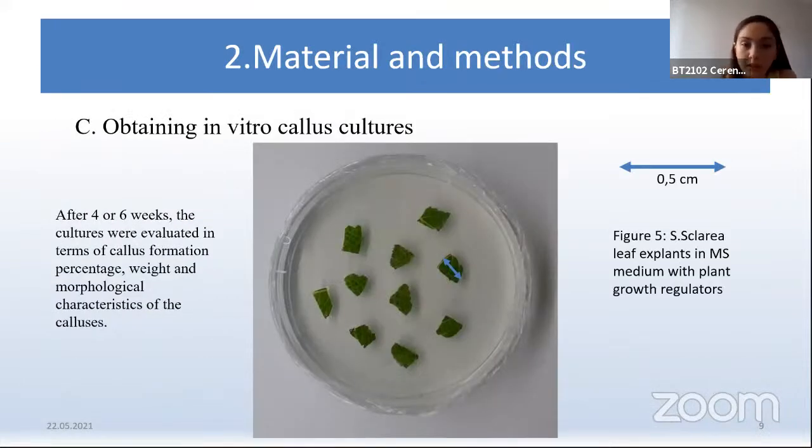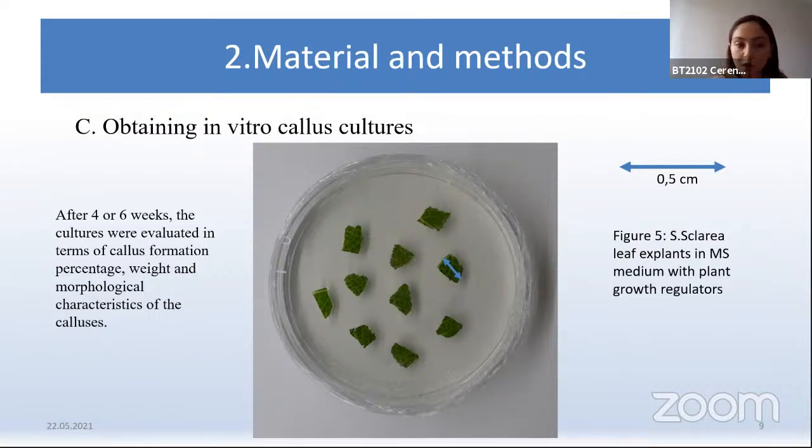Now, obtaining in vitro callus cultures, we created our cultures in 10 explants. We created them with leaf explants. We cut them into 0.5 centimeter wide square pieces. We put them into our petri dishes, again 10 explants each. We waited 4 to 6 weeks to obtain callus cultures.